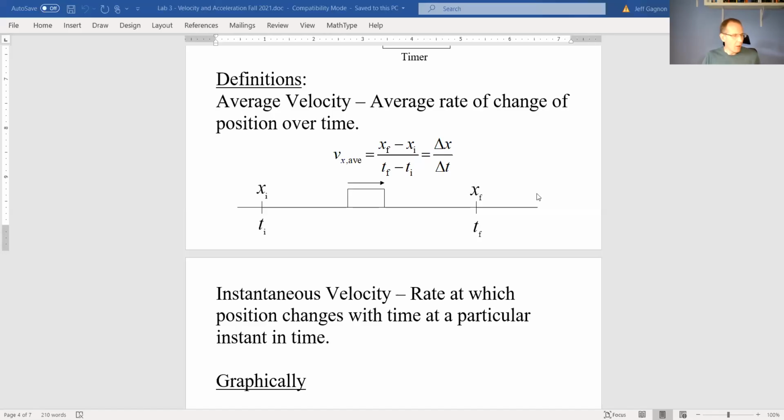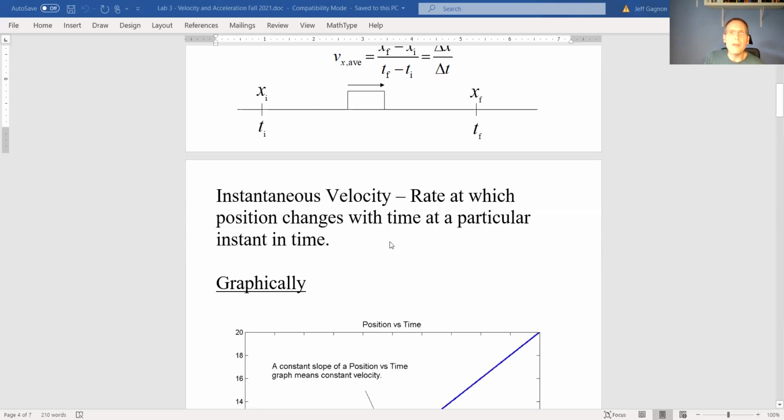Okay, so now I'm back at the handout. So let me just do a quick review. Remember, the average velocity is defined as the change in position, which we can write delta x, which also is called the displacement, divided by the change in time, right? So delta x over delta t is defined as the average velocity. That's how it's defined.